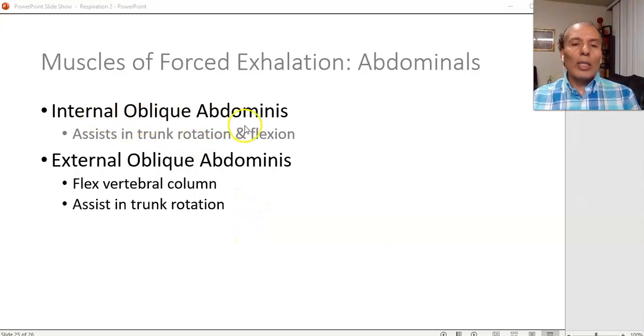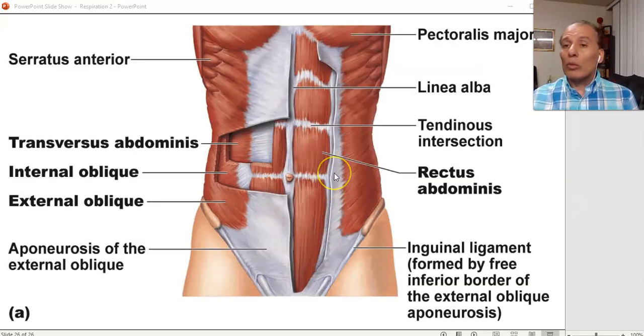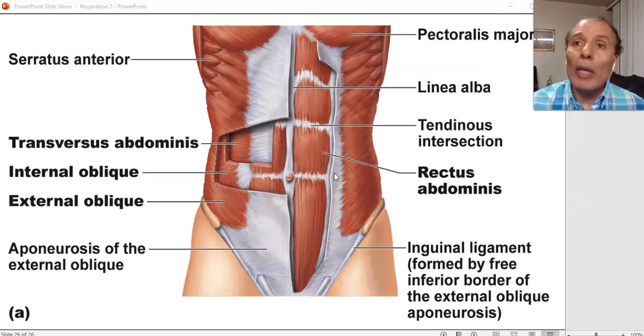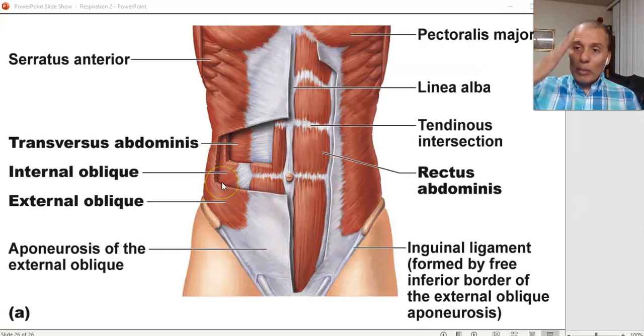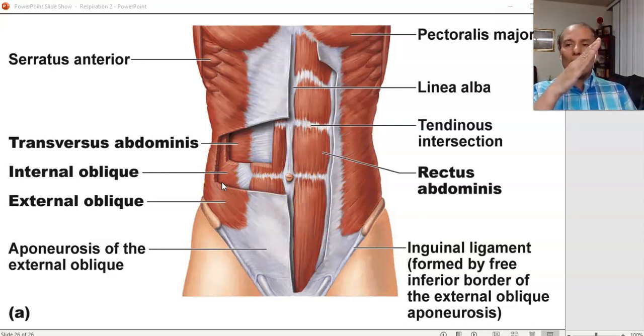So the internal oblique abdominis helps in rotating the trunk and the flexion of the trunk, and then the external oblique abdominis flexes the vertebral column and assists in rotation. So when you say oblique, remember, because some students ask me what the word oblique means, and that's in the exam. Oblique means at an angle, as opposed to vertical. Vertical and then oblique, like at an angle.